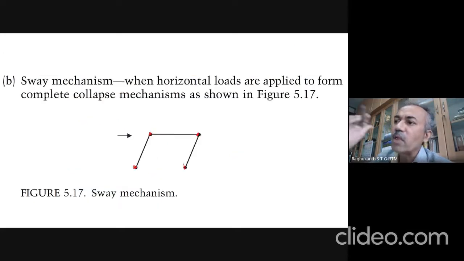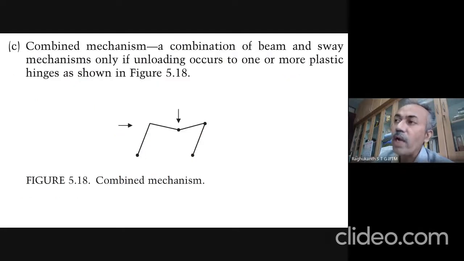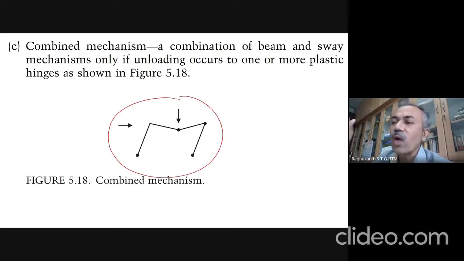And a sway mechanism happens for horizontal loads. When there are horizontal loads on your portal frame, the hinges may get formed at all the four locations, and then it will lead to a sway mechanism. Then you can have a combined mechanism like beam plus sway. So this also is a possibility. Generally for portal frames, when there are vertical loads, a beam mechanism will be there; horizontal loads, a sway mechanism will be there. If both horizontal and vertical loads are there, you may have to check for a combined mechanism also. And depending on the redundancy, you know how many hinges are required and you can easily calculate.